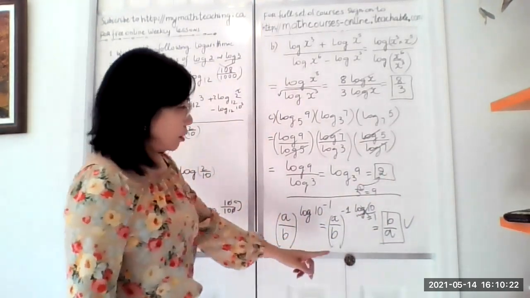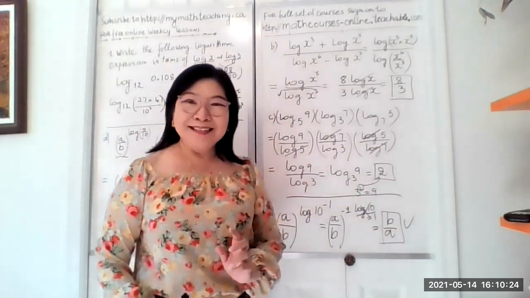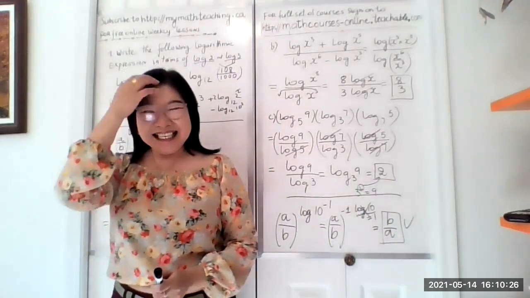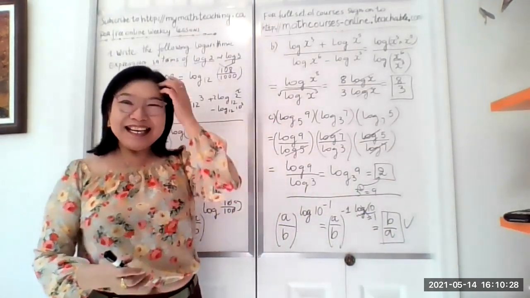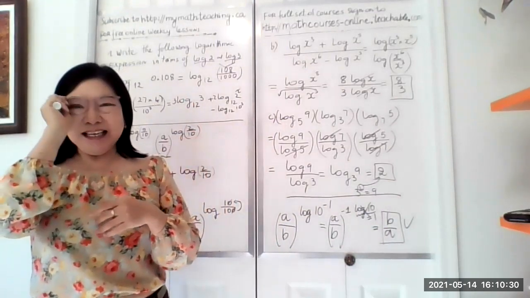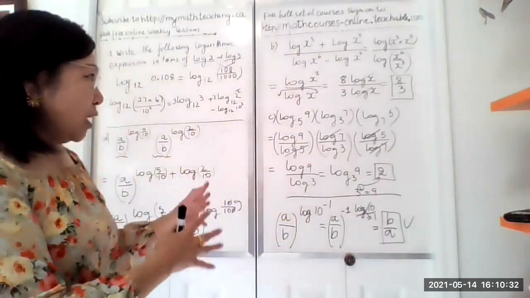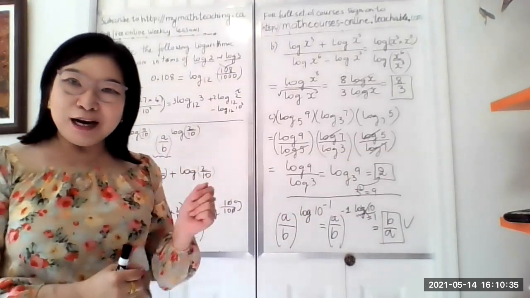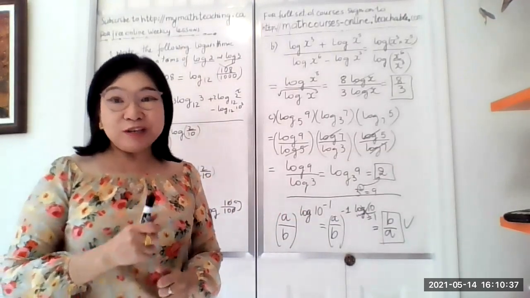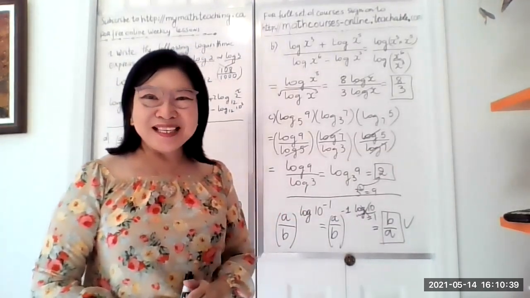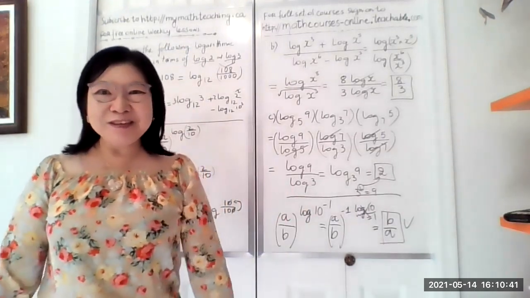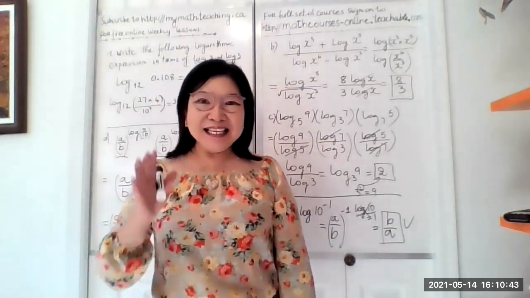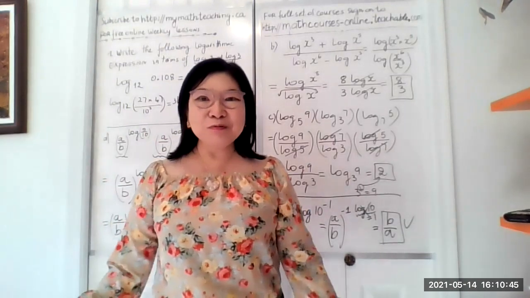The answer should equal B over A. So how amazing it is. I like this topic and I like to play around with it. That's why I want to show you how we can manipulate algebra very easily if we remember the rules of them.